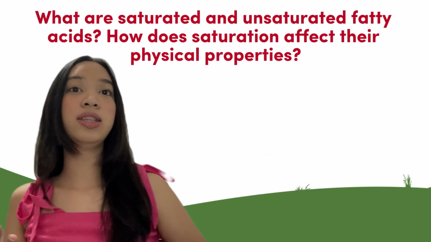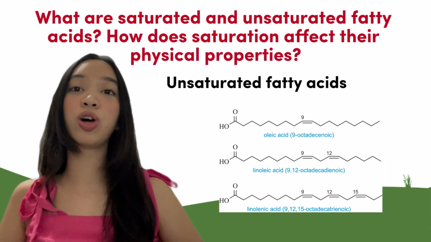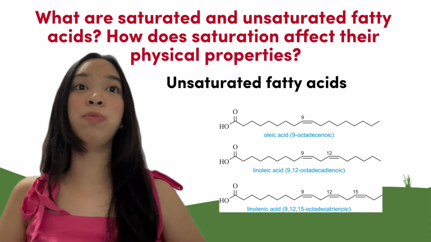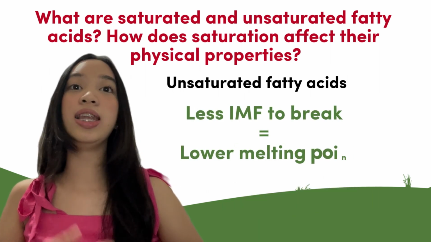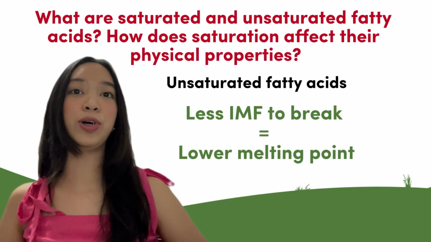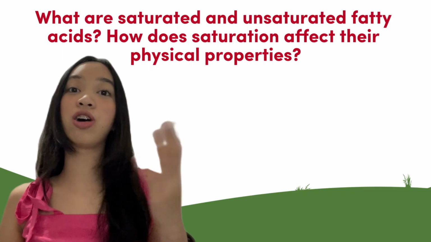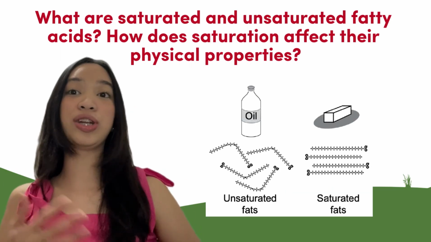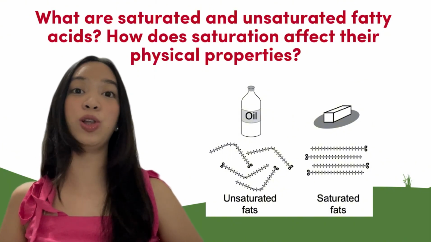On the other hand, unsaturated fatty acids are those that contain one or more double bonds in their hydrocarbon chain. Due to the presence of double bonds, there is less packing of chains, thus less intermolecular forces to break, leading to a low melting point. This explains why saturated fatty acids are solid at room temperature, like butter, while unsaturated fatty acids are liquid at room temperature, like vegetable oil.